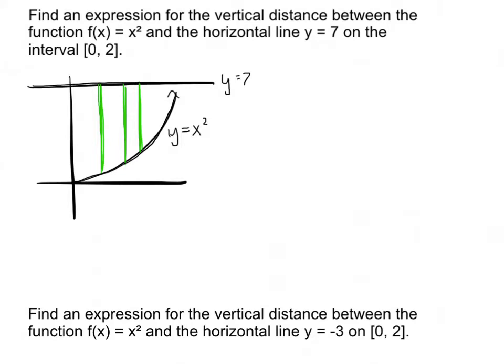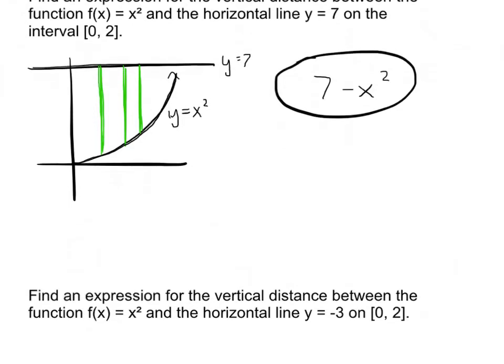So the vertical distance between these functions, I'm supposed to have y equals functions. That's great. I have y equals x squared and y equals 7. The distance between them is 7 minus x squared. If I wanted to, I could plug in different values of x here. For instance, when x is 1, the distance between them is 7 minus 1, which is 6. When x is 2, the distance between them is 7 minus 4, which is 3. And that's it. This is the distance between those two functions.